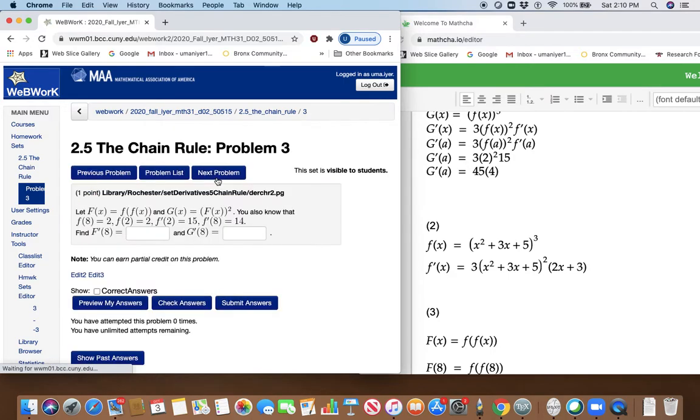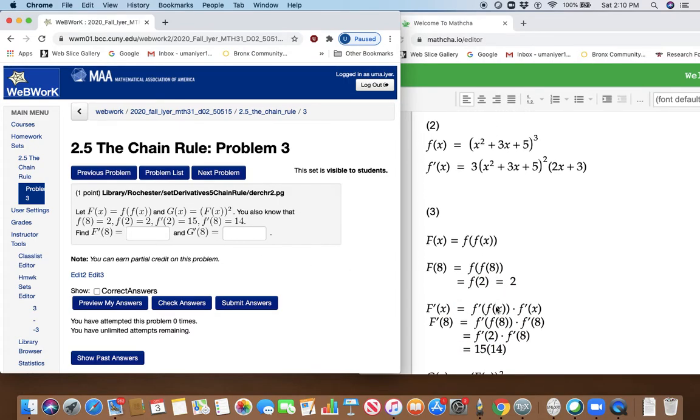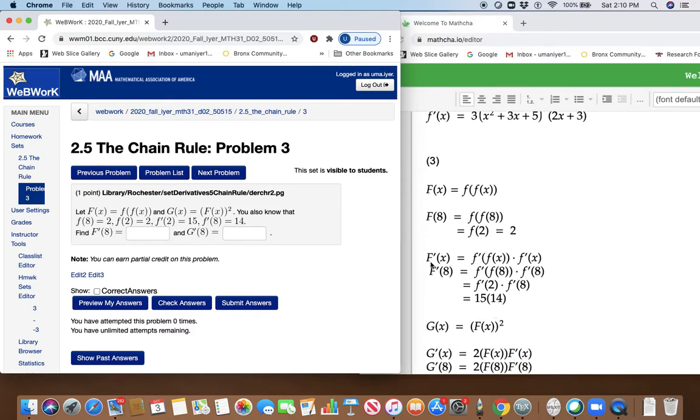Next problem. Capital F is f composed with f. Capital G is capital F power 2. You are given a bunch of information. Find capital F's derivative. First of all, capital F is f of f(x). So the outer function is f. Its derivative, keep the inner one as it is, times the derivative of the inner function.